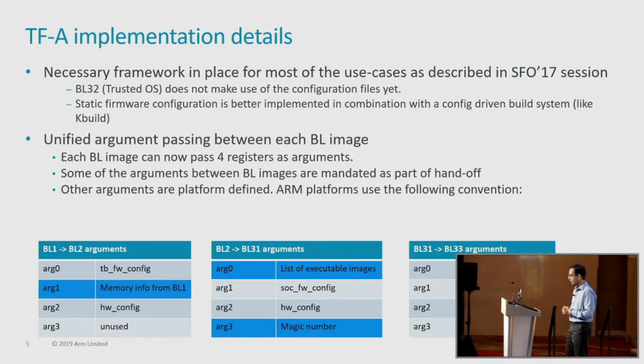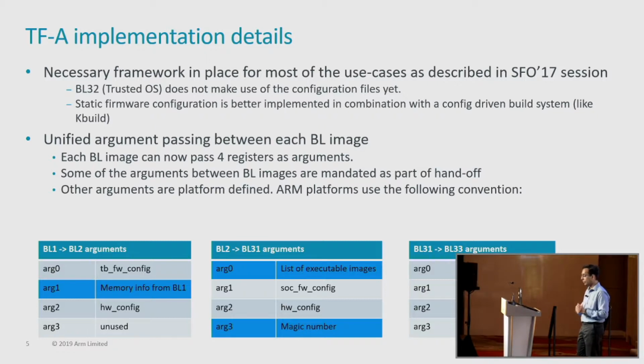Static firmware configuration was also described as a possible use case for this feature. But on implementing it, we realized static firmware configuration is better implemented with a config-driven build system like Kconfig, and keep dynamic configuration separate. As part of the implementation, what we've done is unified all the arguments that are being passed between BL images. Unified in the sense that we have a fixed set of arguments that can be passed between BL images.